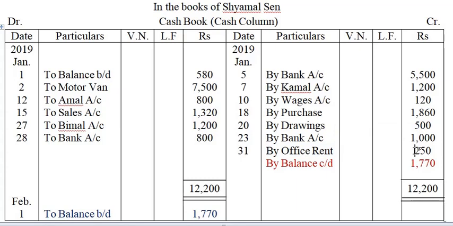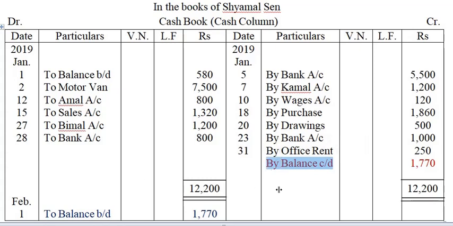So you can simply write on 31st January, by office rent 250. After recording all these, six entries towards the debit side and seven entries towards the credit side, again I want to repeat, you will leave a space for writing by balance c/d.